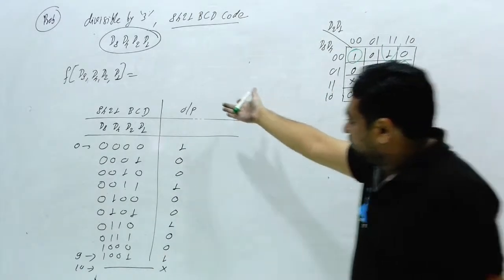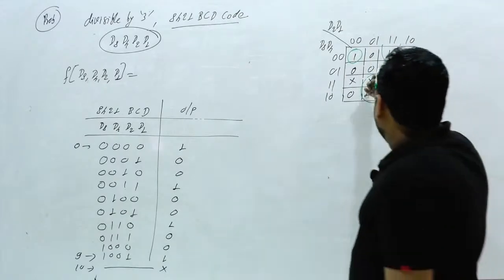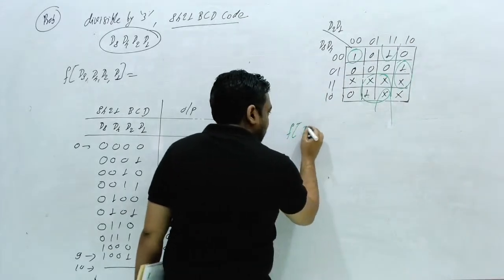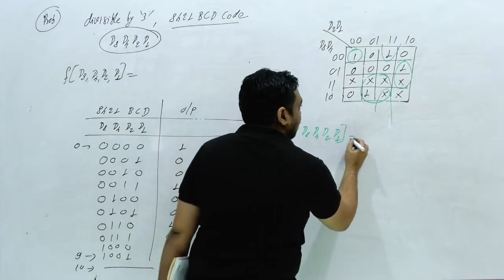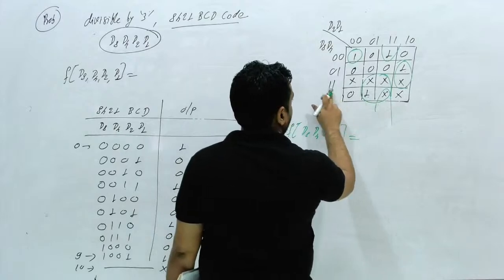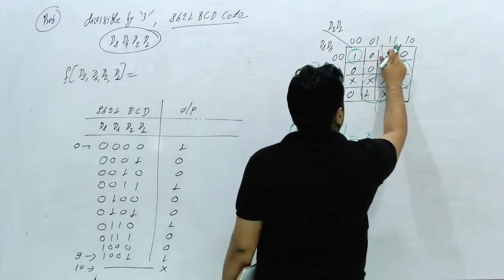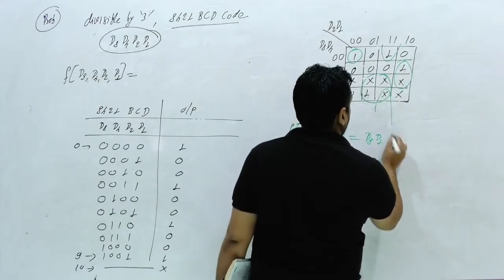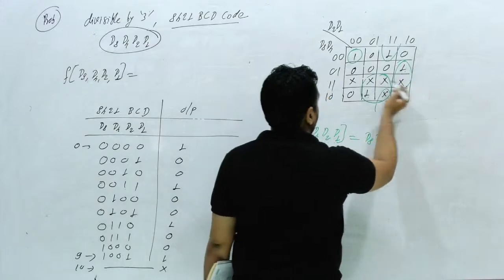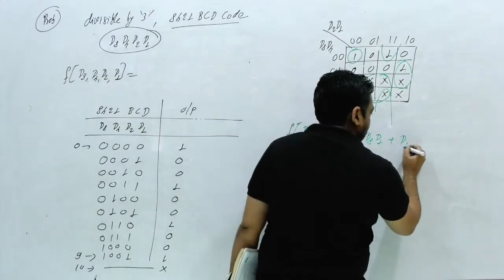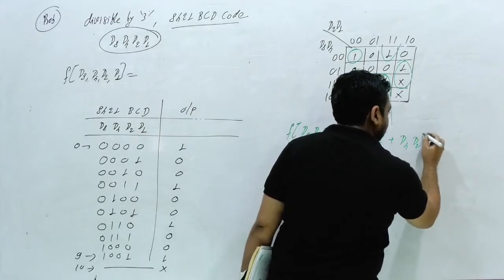You just have to write down the output, and find the minimal function by using K-map. What can be the answer? Function D8, D4, D2, D1 is equal to, what can be the answer? What can you write? This is nothing but D8, and here the common term is D1. Here D1 plus second term, what can you write? This term you can write here D4, and from here you can write D2, D1 bar.